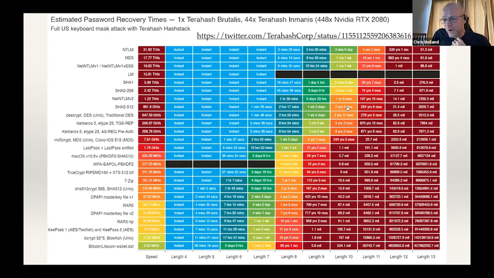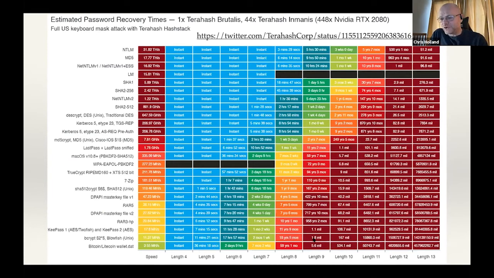Now, if you go all the way to the bottom, though, to bcrypt, which has been an industry standard, a password of length 10 will take them 167 million years. A password of length 9 with bcrypt will take them 1.8 million years, right? So you can see the relative strength.